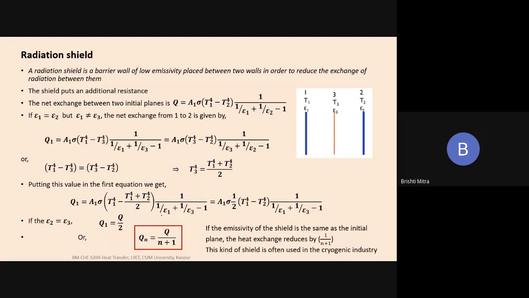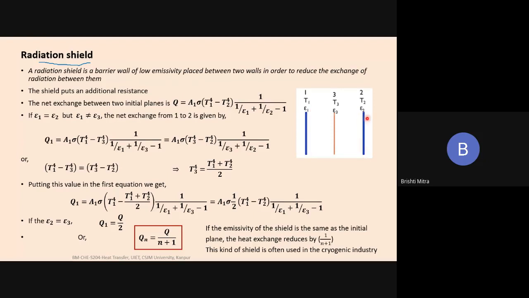Another way of doing that is by using what we call a radiation shield. So what is a radiation shield? A radiation shield is a barrier wall of low emissivity placed between two walls in order to reduce the exchange of radiation between them. Suppose this is one wall, wall number 1, at temperature T1 having an emissivity of epsilon 1.